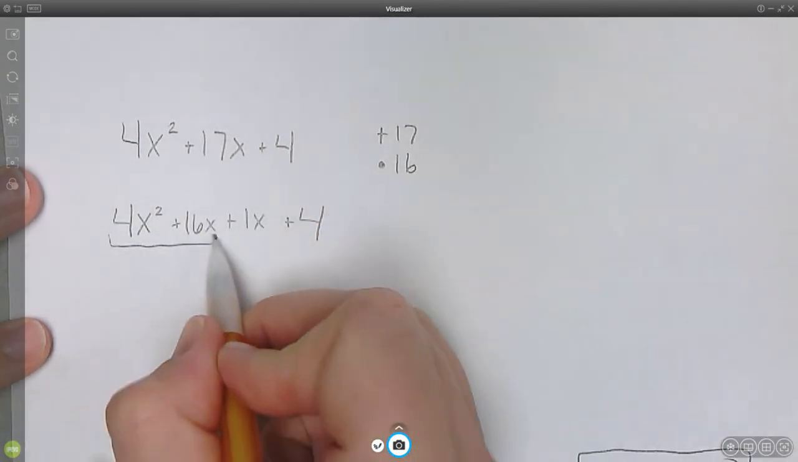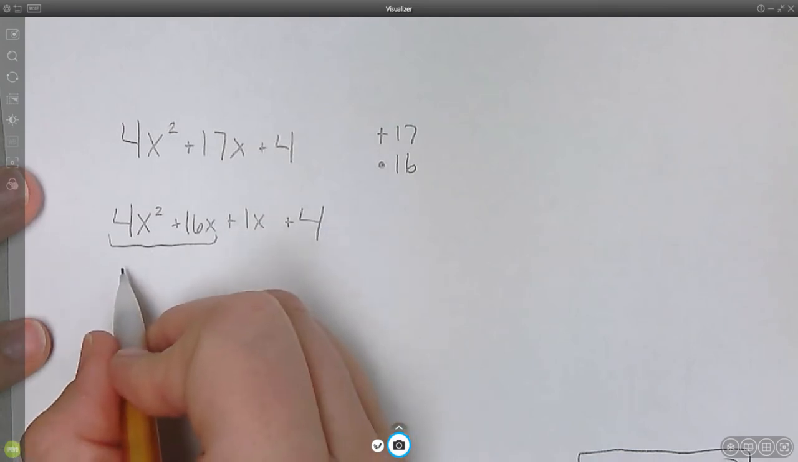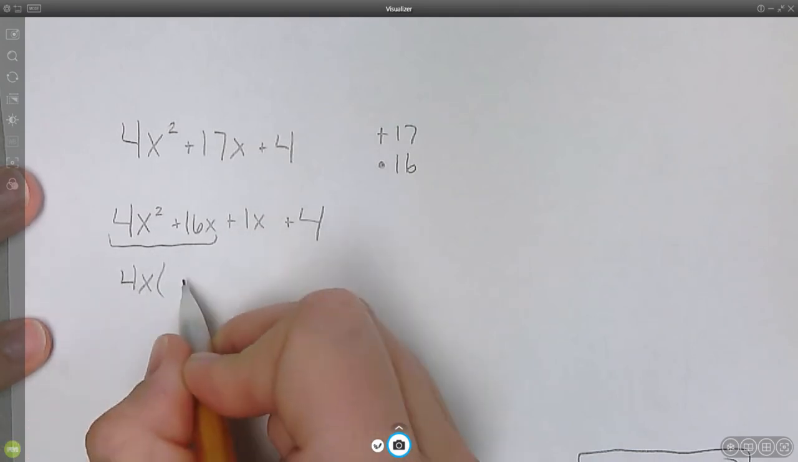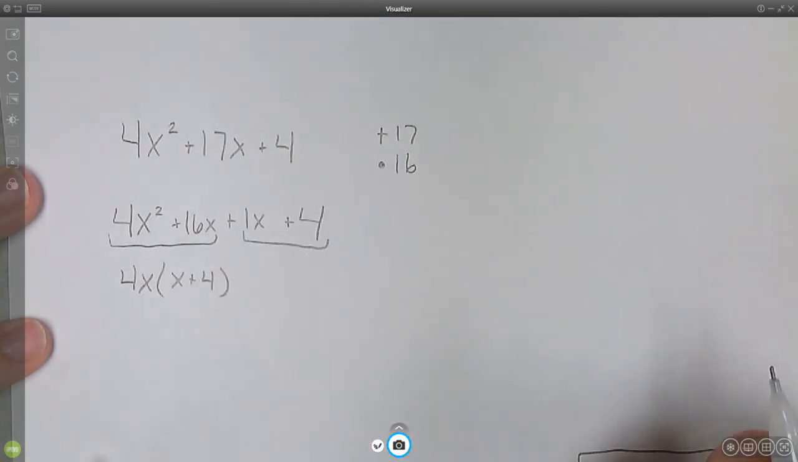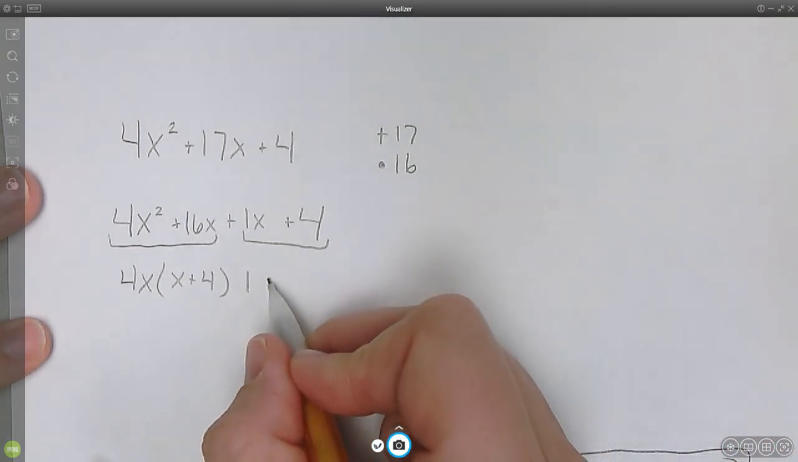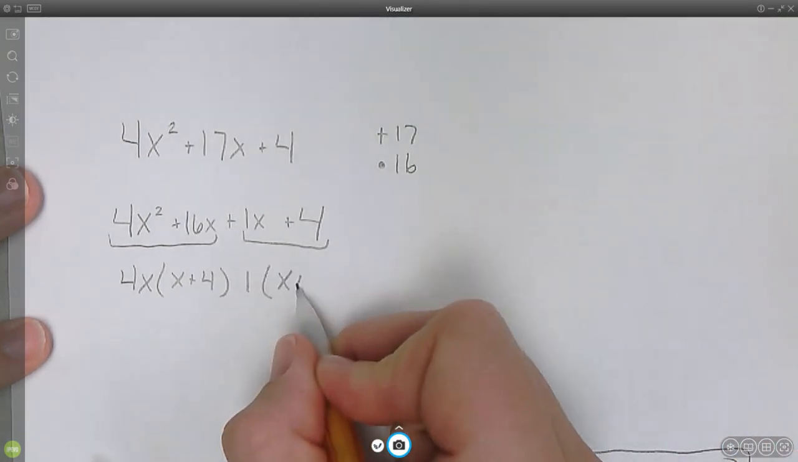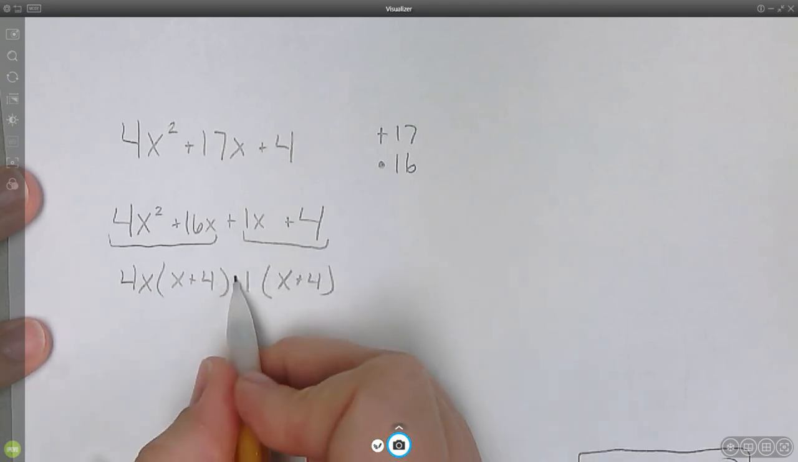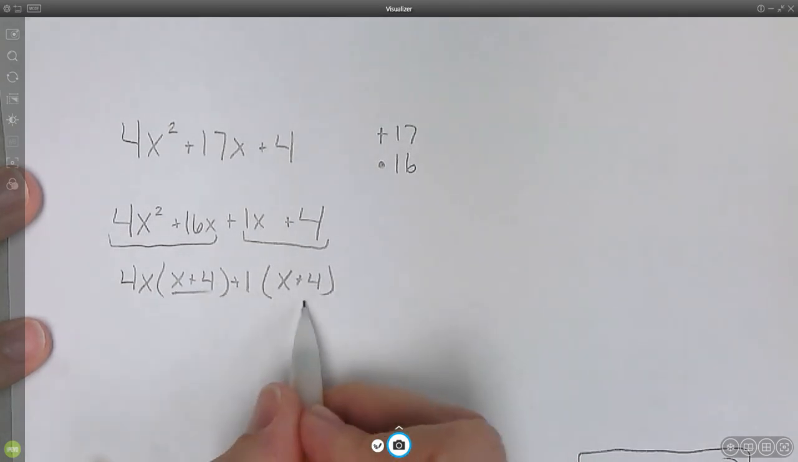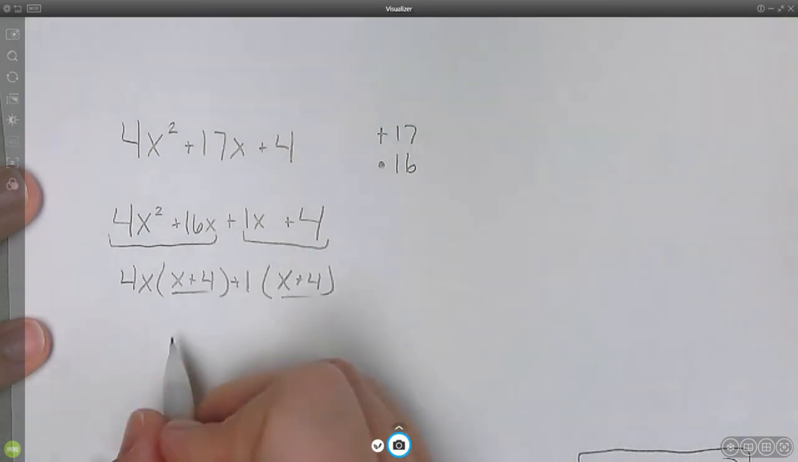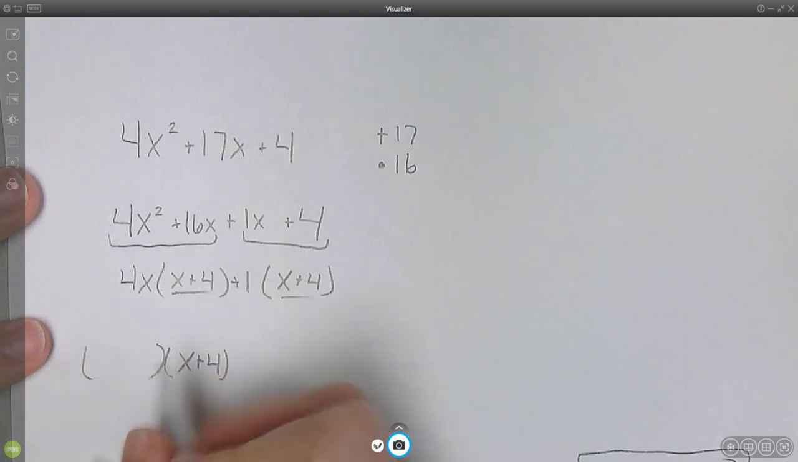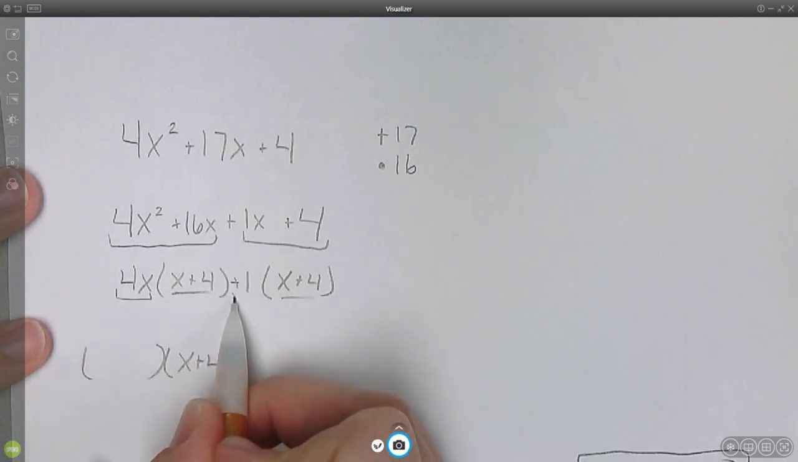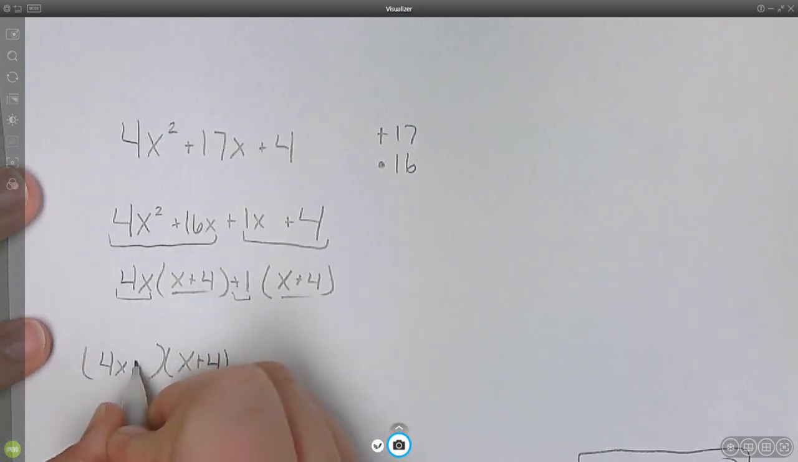I'm going to group these two together and take out the greatest common factor. So 4x, and you're left with x plus 4. Here, what's your greatest common factor between x and 4? Well, that's just 1. So then you have x plus 4 left. And notice how you have x plus 4, x plus 4. So that's one of our factors. And then the other factor is the stuff that's left over, so 4x and 1. So 4x plus 1.